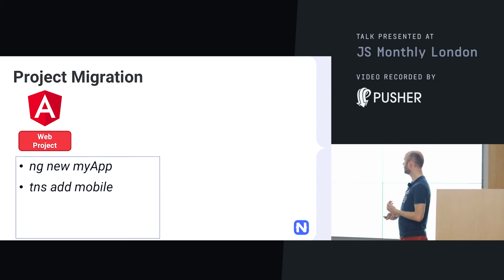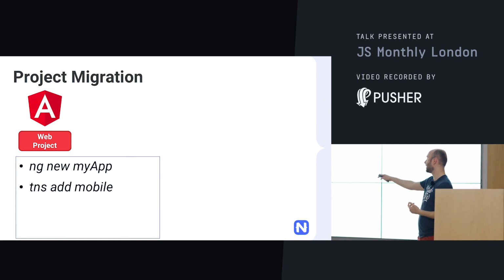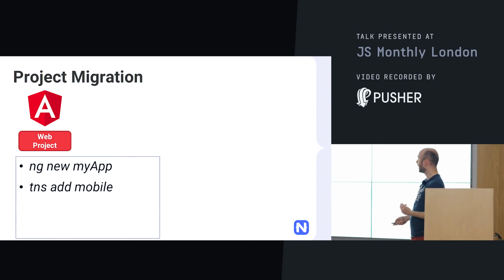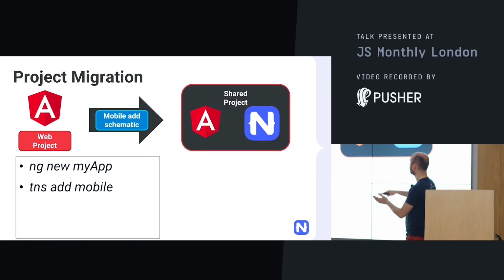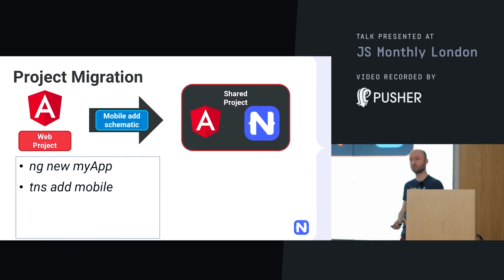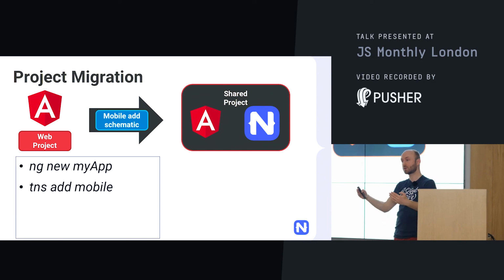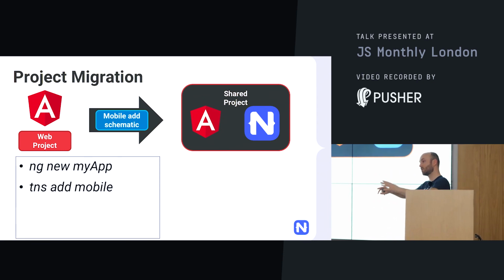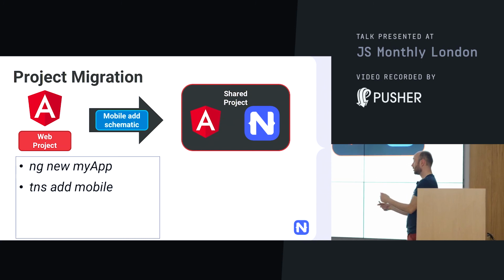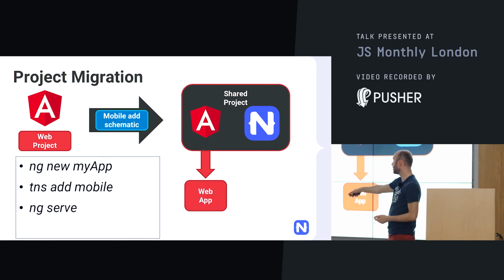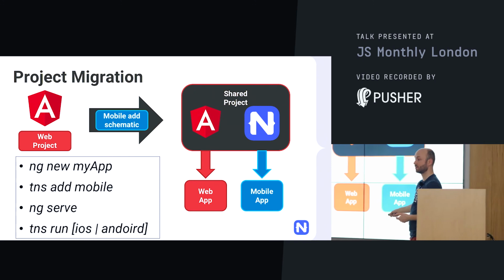What I'm saying is that you should be able to call, let's say, TNS add mobile, and then this will run a special schematic that would take your web project and then convert it into a code sharing project. Out of the box, it's not going to convert all the components or modules, but it will recreate the structure of the project so that you could actually be able to call either ng serve or TNS run.